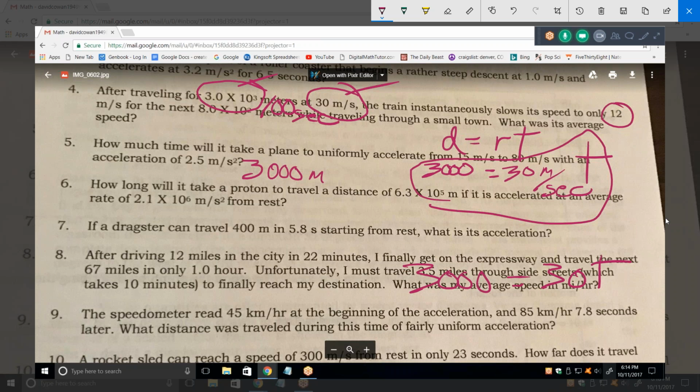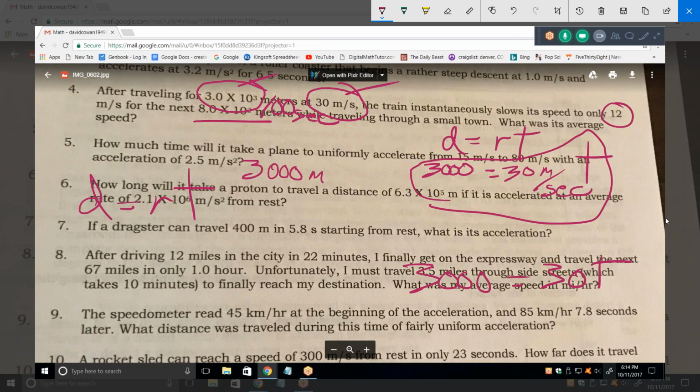Now it enters a town, and instantaneously, which is actually not possible, but given that this is not a calculus course, it instantly slows to 12 meters per second for this distance. Well, how much time does that take if we use the D equals RT? They're giving us the speed that it slowed to and the distance.